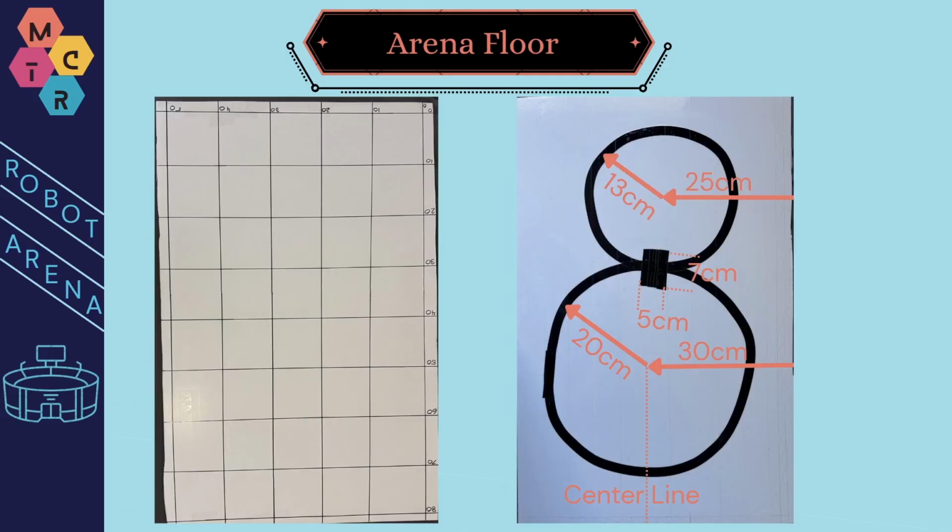The next piece of the robot arena included the two floors that the arena would need. On the left-hand side is a simple 60 by 90 board that has measurements of 10 centimeters on the horizontal and vertical axis. On the right-hand side is the board that is used for the QTI line tracking during the final project that has the measurements shown.